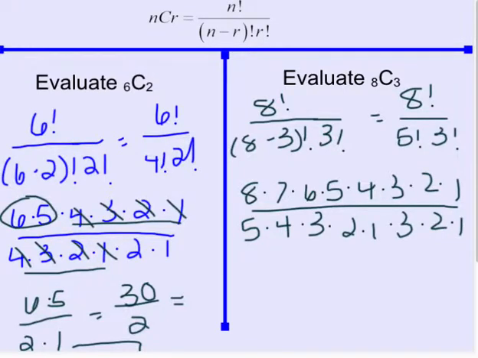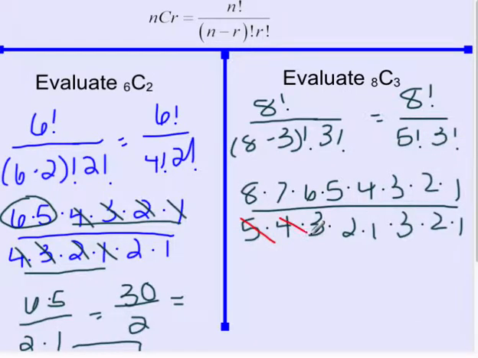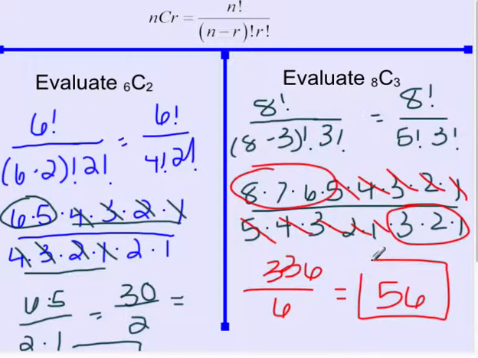Now I'm going to cancel out the bigger factorials that are overlapping, which are the 5. So I have 5, 4, 3, 2, 1 on top and on the bottom. Then left on top, I have 8 times 7 times 6, which is 336. On the bottom, I have 3 times 2 times 1, which is 6. So I have 336 divided by 6, which gives me 56. So number 2 is 56.